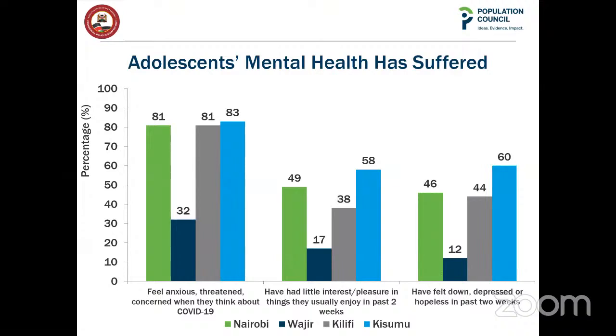We evaluated adolescents' mental health. On average, around 80% of adolescents reported feeling anxious, threatened, or concerned when they thought about COVID-19. Around 50% reported having little interest or pleasure in the things they usually enjoy. Across at least three of the four sites, around 50% reported feeling down, depressed, or hopeless in the past 2 weeks. Wajir was an exception, where there was very little reporting of high levels of mental health stress.